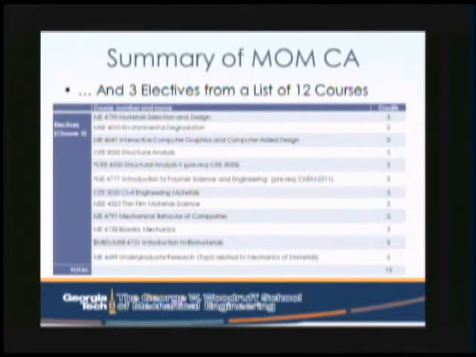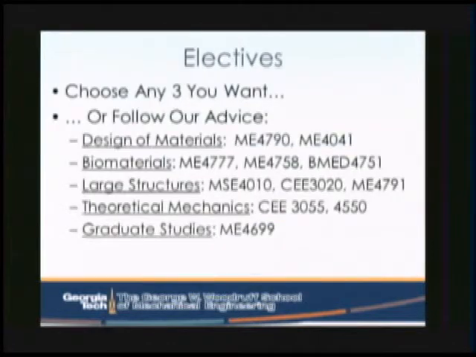And also note that one of the courses is ME 4699, Undergraduate Research, so long as the topic is related to mechanics of materials. So we try to keep that list of electives as large as possible, so you have a lot of flexibility within this concentration area. And like I said, you can choose any 3 electives you want, or if you want, you can follow our advice.